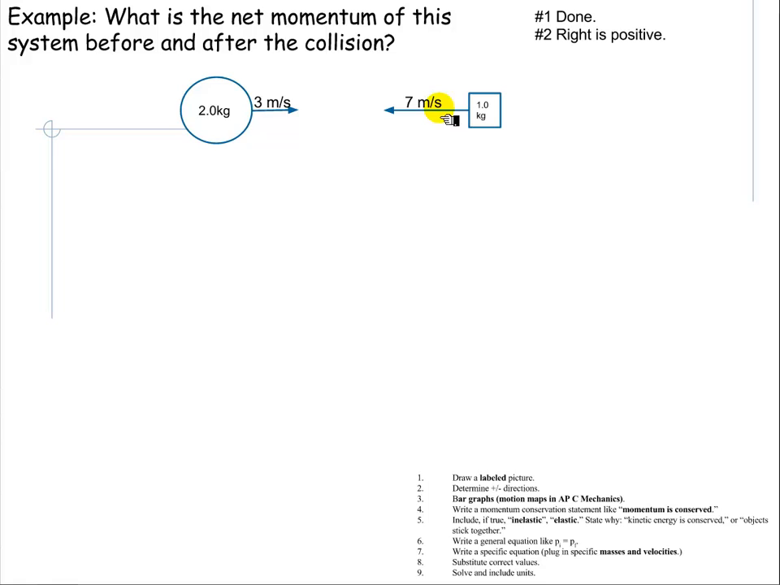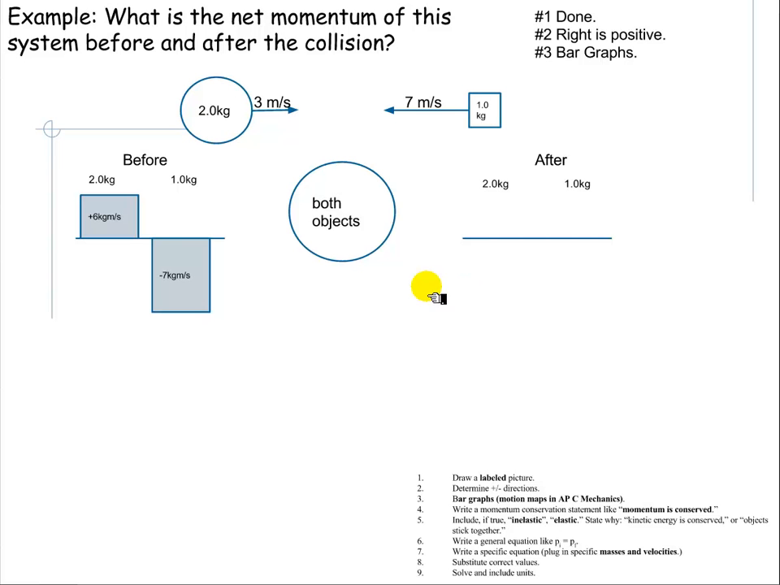Step 1 is to draw a labeled picture, so it's already there, that's done. Step 2, let's call it to the right positive. Step 3 is a bar graph. Okay, so here's our before and after bar graph. We should have a bar for each mass. The 2 kilogram mass is 2 times 3, or 6 kilogram meters per second. The 1 kilogram mass is 1 times 7, but the 7 is going to the left, so that's going to be negative 7 kilogram meters per second. Our system includes both objects, but notice afterwards we have no idea what's going on, and that's okay.